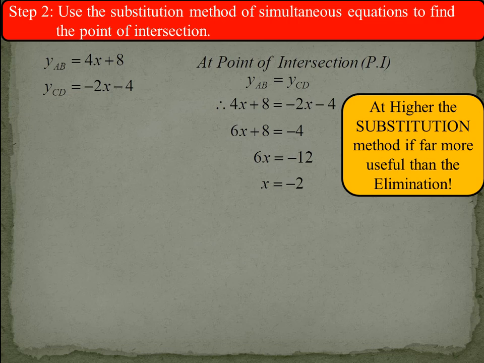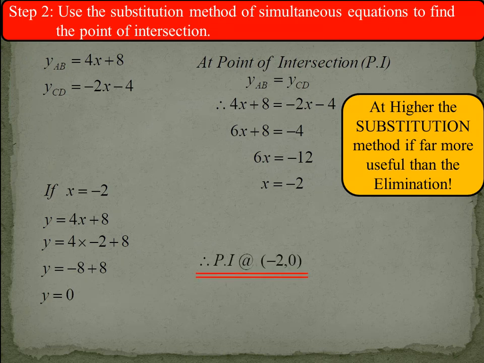Rearranging for x, you've got x equals minus 2. If x equals minus 2 and y equals 4x plus 8, sub it in. You could have used the other equation, I don't mind what you use. We get a y coordinate of 0. Point of intersection: minus 2, 0.